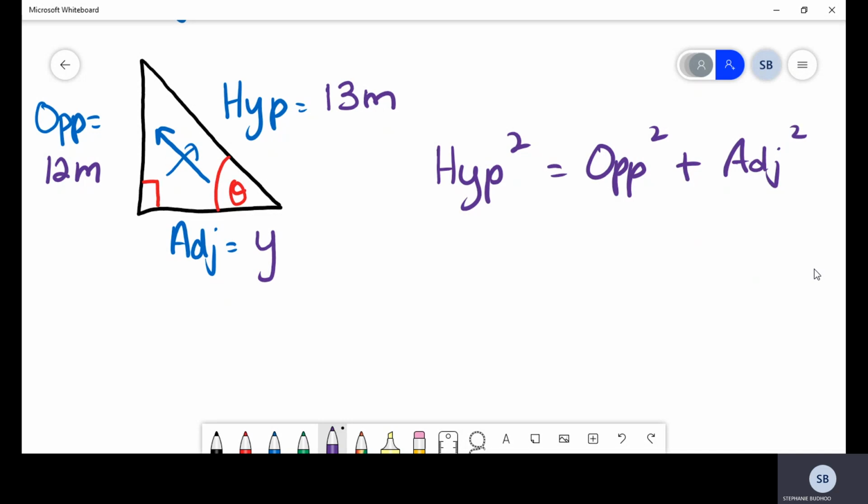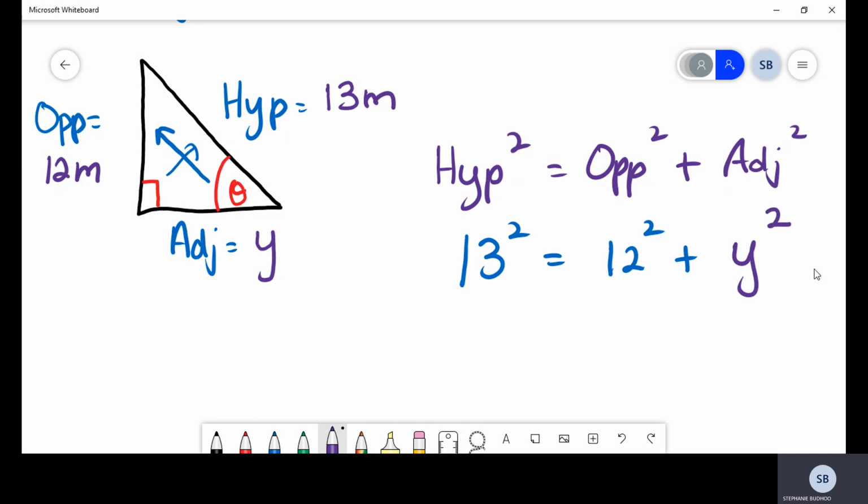Okay, so let's go ahead here. Now we have values for the hypotenuse. So let's start substituting values here. The hypotenuse is given by 13, so we will write that in as 13 squared. What about the opposite? We have the opposite being 12 squared. And then the adjacent has been represented by that value of y, so we'll write y squared.